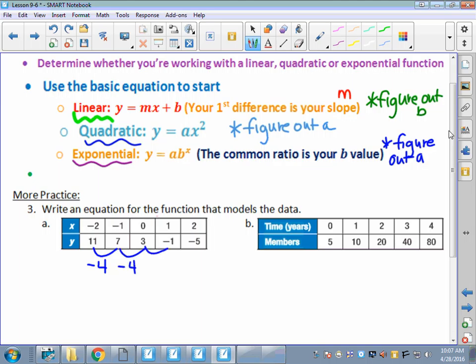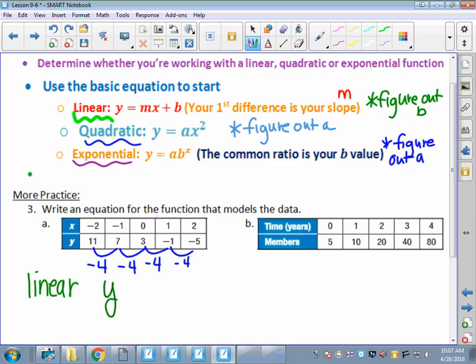3 to negative 1. Think on a number line. -1 to -5. So would you agree that my first differences are equal? If my first differences are equal, what kind of equation am I working with?